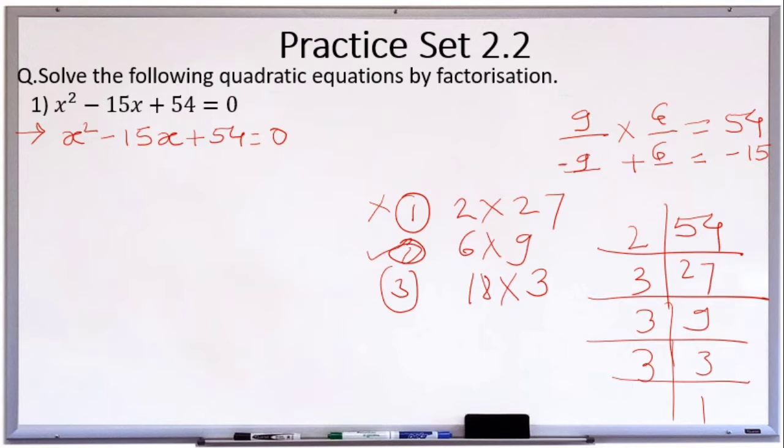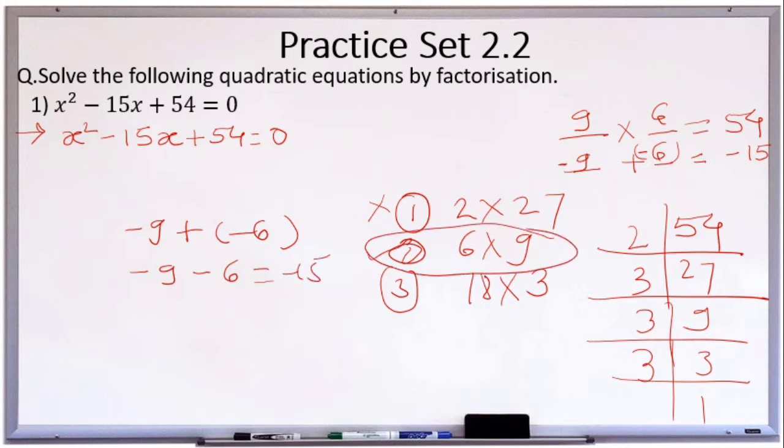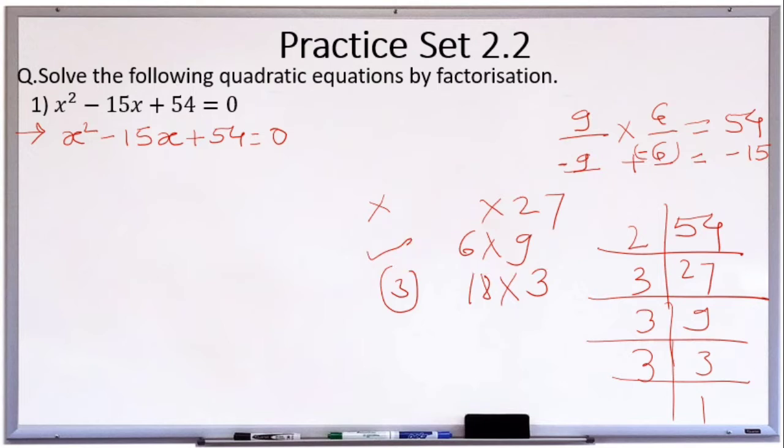So can I take minus 9 and minus 6? Yes. If I take minus 9 plus minus 6, I get minus 15. So this pair 6 into 9 is suitable for this condition. So we got our factors: the first is minus 9 and the second is minus 6.